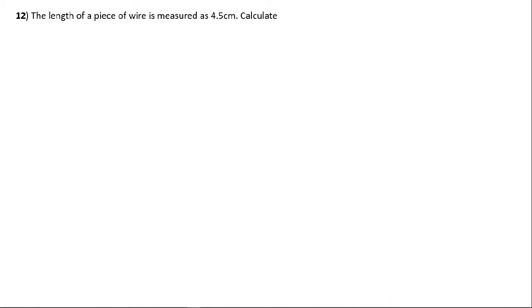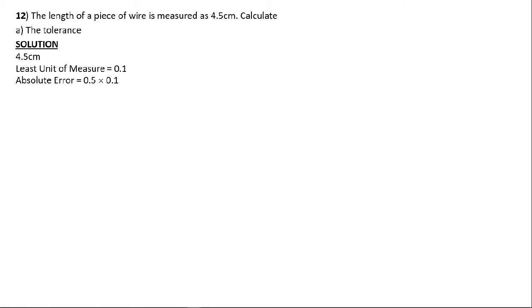Question 12 is saying the length of a piece of wire is measured as 4.5 centimeters. Calculate the tolerance. Now the tolerance is the difference between the upper limit and the lower limit. So we have to find the upper limit and the lower limit and get the difference. Before we do that, we have to know what the least unit of measure is. Our least unit of measure is 0.1. After finding the least unit of measure, find the absolute error. The absolute error is half of the least unit of measure.